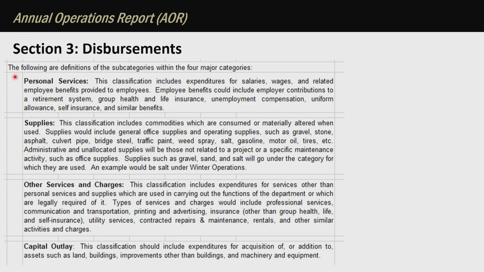But I will highlight here in the personal services, it's not just the hourly rate that you're paying your road foreman, for example. You can include any other costs that the county or city or town incurs by having that employee employed with your city or town. So insurances, retirement, it mentions unemployment, uniform allowances, self-insurance, and other factors in there. So if you added all those up, you could include that into the personal services for different project types in there.